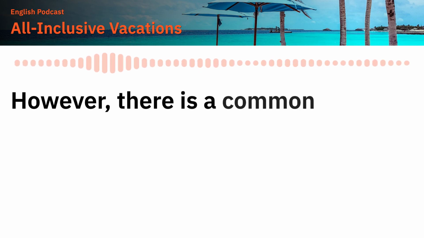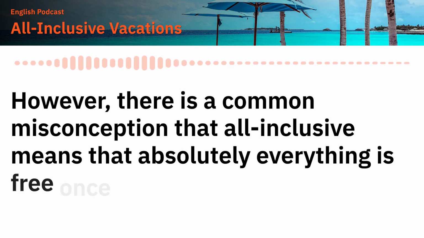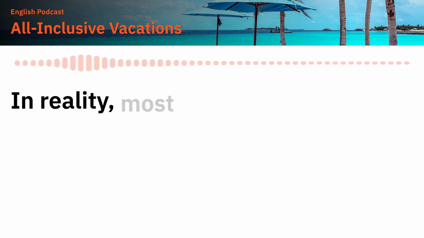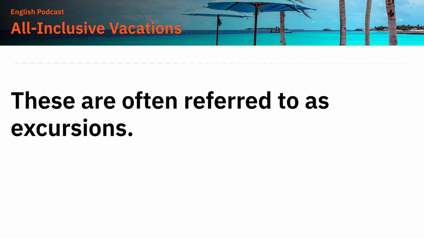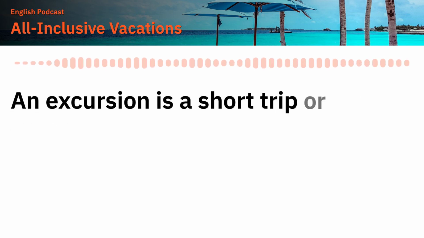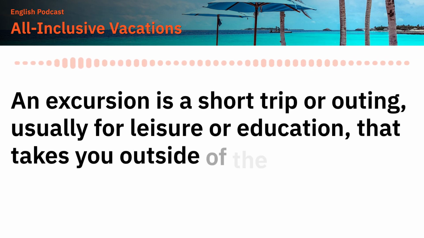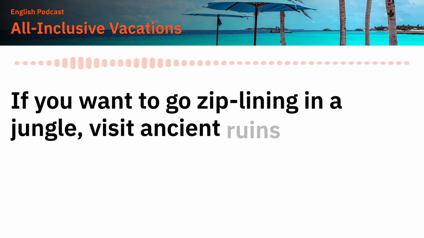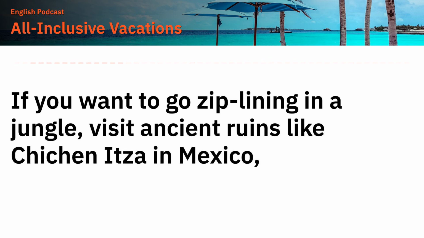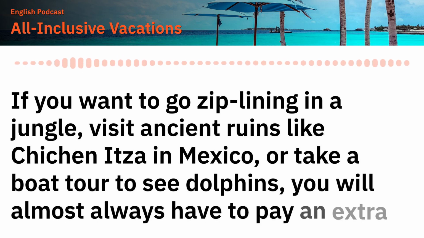However, there is a common misconception that all-inclusive means that absolutely everything is free once you arrive. In reality, most resorts have a list of things that are not included in the initial price. These are often referred to as excursions. An excursion is a short trip or outing, usually for leisure or education, that takes you outside of the resort property. If you want to go zip-lining in a jungle, visit ancient ruins like Chichen Itza in Mexico, or take a boat tour to see dolphins, you will almost always have to pay an extra fee.